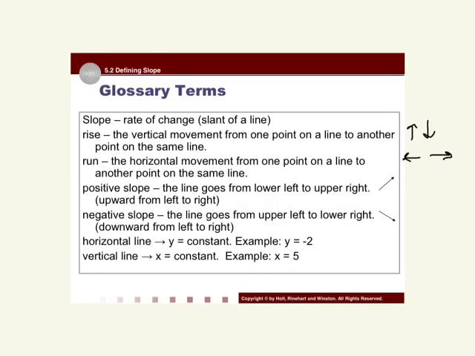A horizontal line, though, is when y equals a constant, or any number. For example, y equals -2. A vertical line is when x equals a constant. For example, x equals 5.